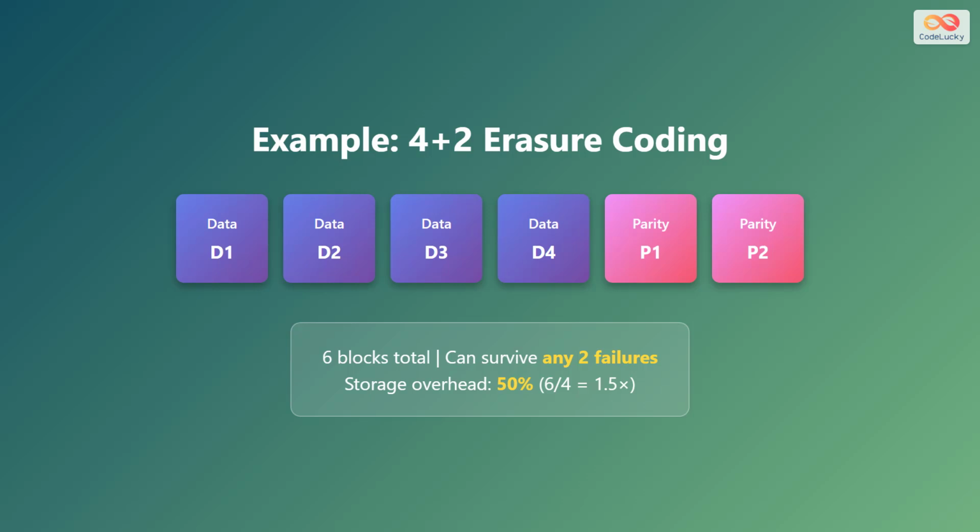Erasure coding takes a different approach. Instead of storing complete copies, it breaks data into smaller pieces and creates calculated redundant pieces. With erasure coding using a 4+2 configuration, you divide your data into 4 pieces and generate 2 additional pieces. Even if any 2 pieces are lost, you can reconstruct the original data using the remaining 4 pieces. This requires only 1.5 times the original storage instead of 3 times.